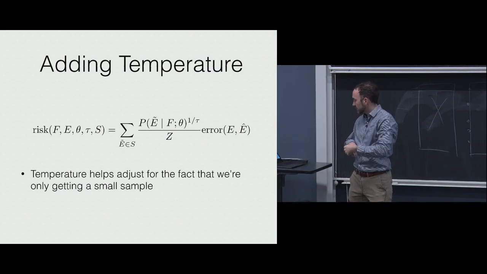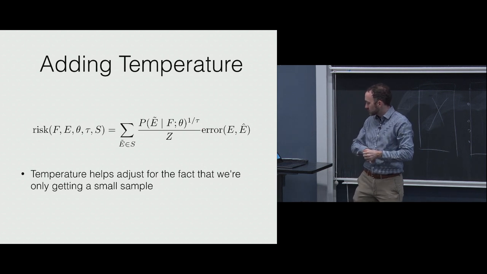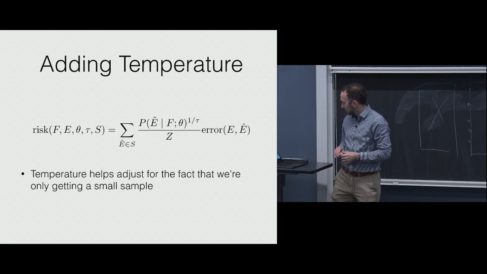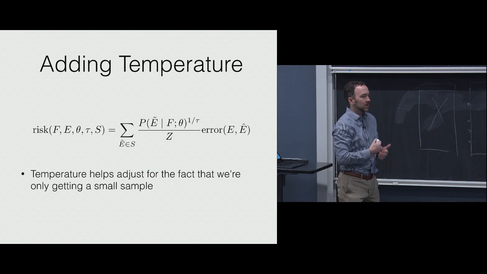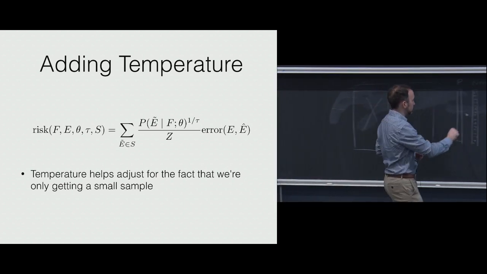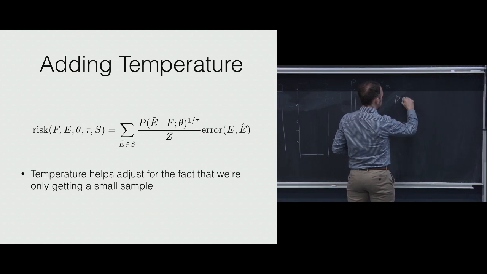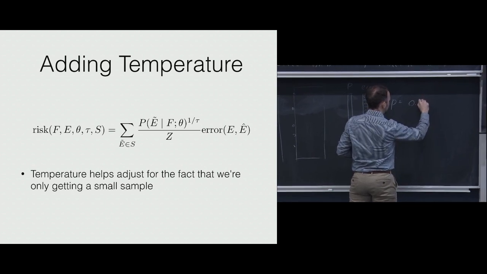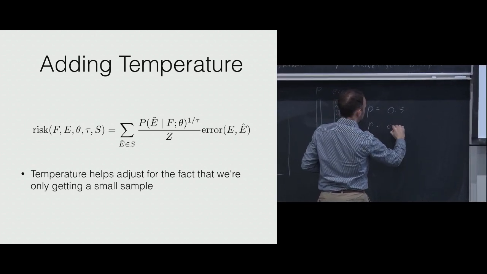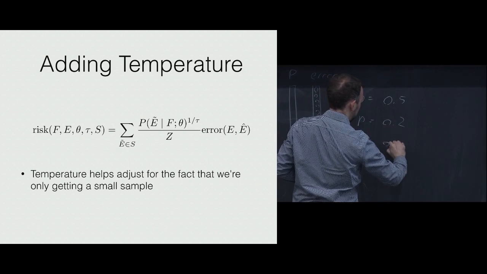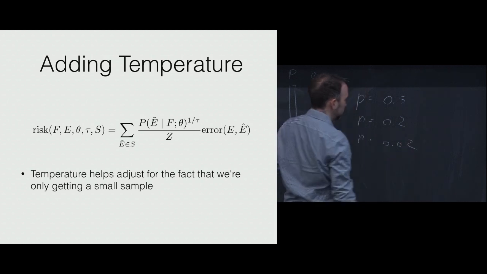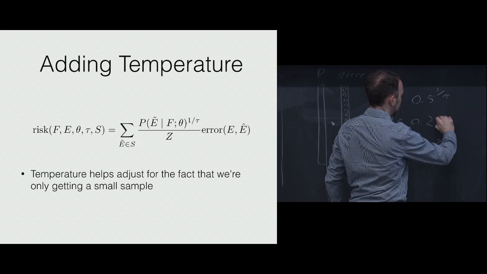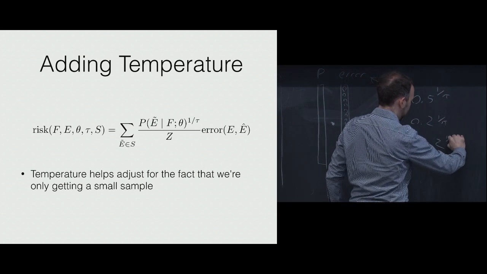There's also an idea of adding a temperature term. The idea of the temperature term is to adjust for the fact that we're only getting a small sample. Instead of taking the probabilities as is, like a probability of 0.5, a probability of 0.2, and a probability of 0.02 or something like this, you exponentiate this with this temperature term here.